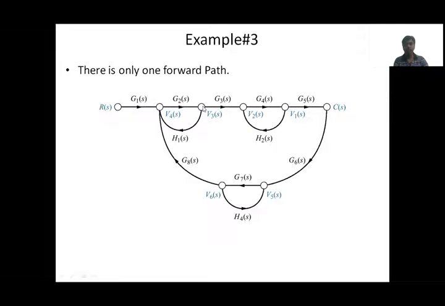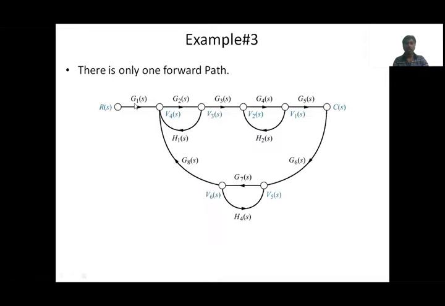At this point, we have only one option, this way. At this node, we have to go definitely this way only. This way is not possible. So this way we have gone. And at this node, we have only one option. Straight away, go to C of S. So we have only one option from traveling from R of S to C of S node. Therefore, concluded that only one forward path existed for this problem.